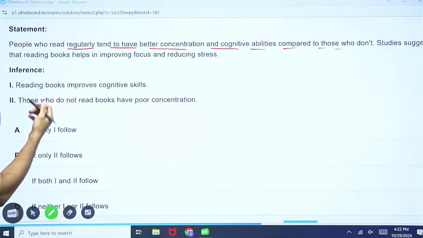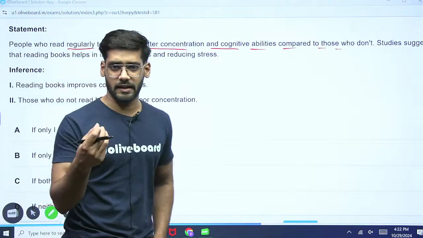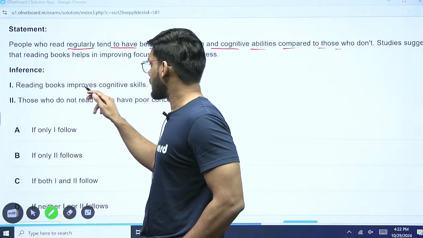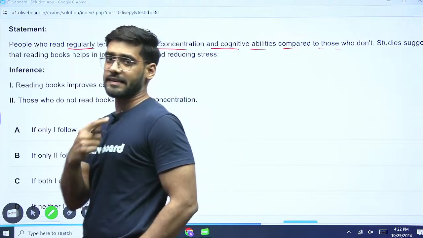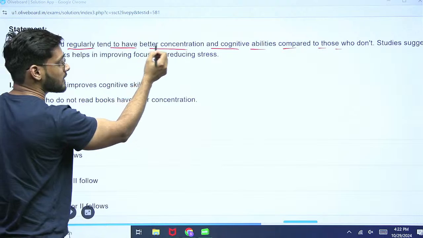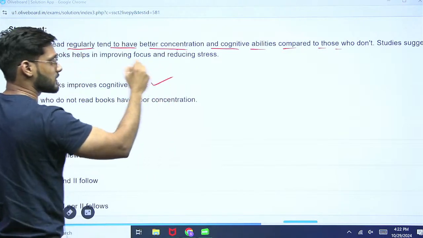The inference is nothing but the conclusion that we can make from the statement, right? The first inference is saying reading books improves cognitive skills. Yes, it has already been mentioned that people who read regularly tend to have better concentration and cognitive skills. So this one is true.